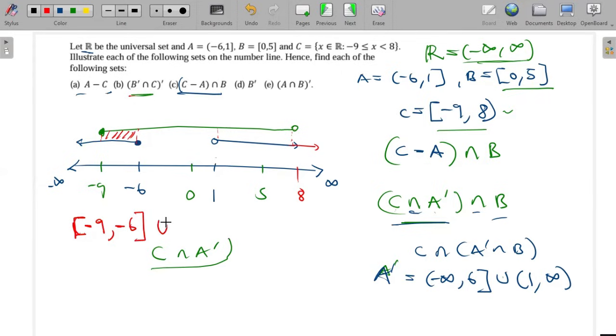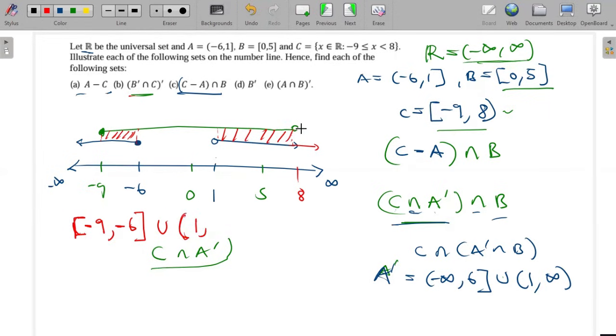And then union, what other parts intersect? These parts here intersect. Now, here at 1, you see that at 1 it is what? At 1 it is open. So meaning this 1 is not in the set A complement. Since it's not there, it can't intersect. So it's going to be open at 1. So I put open there.